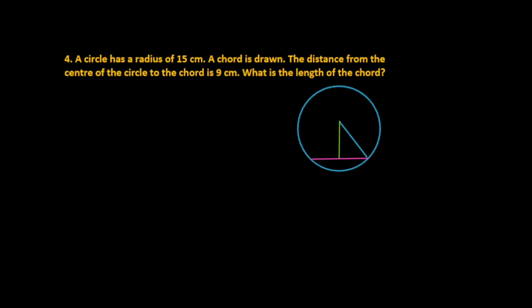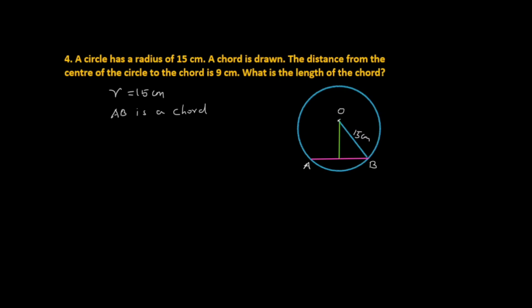Next question. A circle has a radius of 15 centimeters. Let's take the point O, and chord AB. So OB is given as 15 centimeters, that is the radius of the circle. A chord is drawn. AB is a chord.